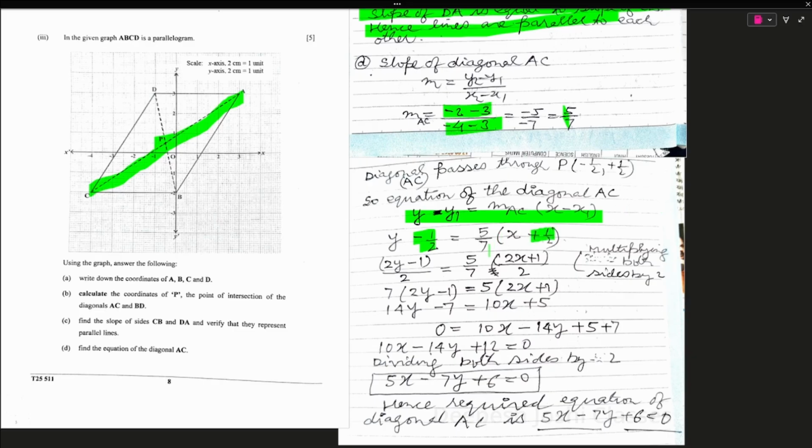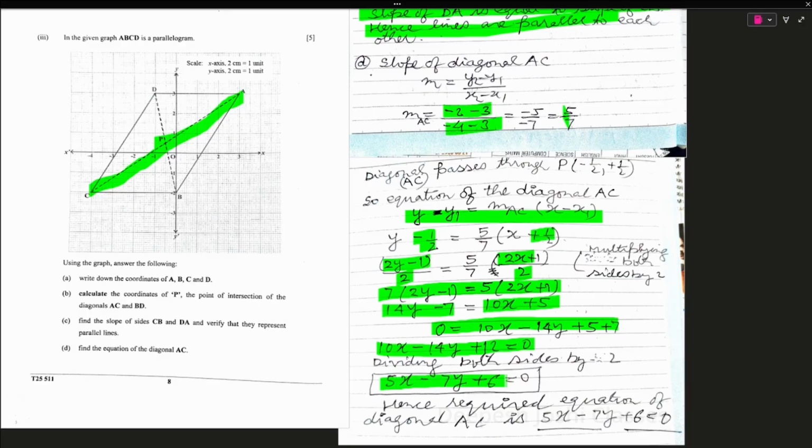Minus becomes plus. Now we take the LCM here and multiply this equation by 2. So this 2 cancels out. On cross multiplication, we have this format. Applying the distributive property, we have 14y minus 7, 1 by 7, 5 twos are 10x plus 5. On solving this equation, we have 10x minus 14y plus 12 is equal to 0. To simplify this, divide both sides by 2. We have the simplest form, 5x minus 7y plus 6 is equal to 0. This is all for question number 3. Thank you. Have a nice day.